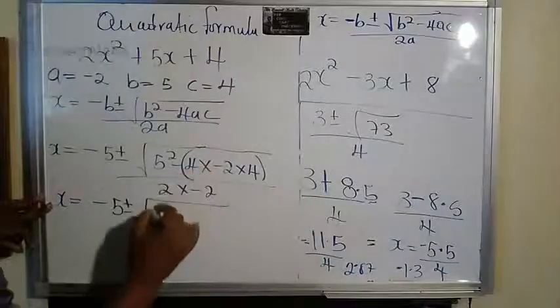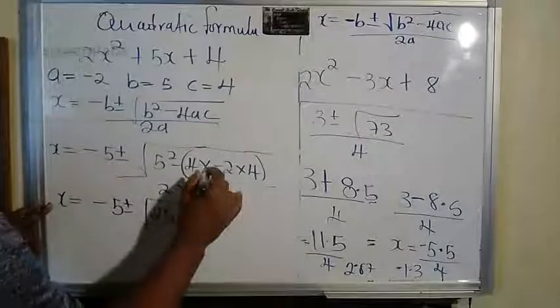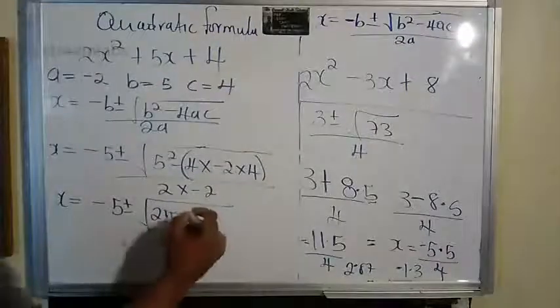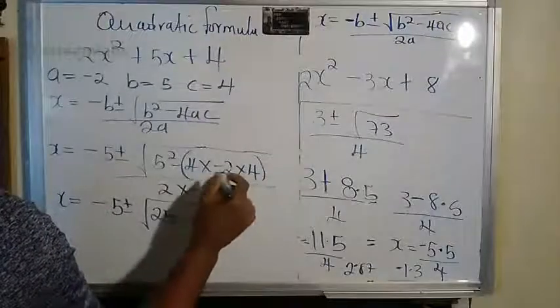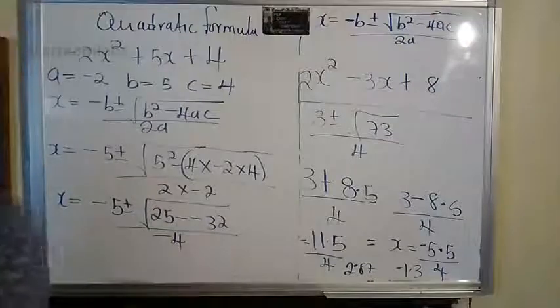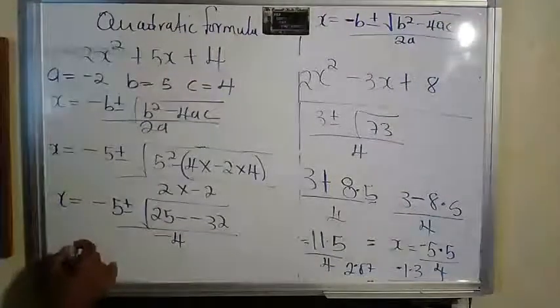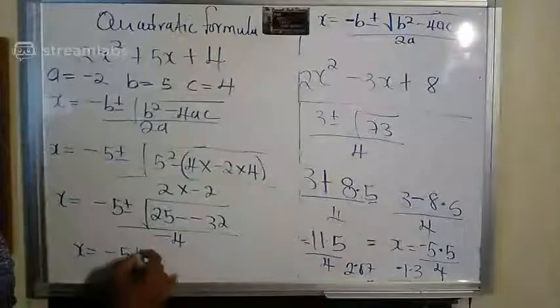So 5 squared is 25, minus 4 times 2, which is 8, and that is negative 32. 4 times 2 is 8, 8 times 4 is 32. And this here is negative 4. Get with the program, guys. So x is equal to minus 5 plus or minus.